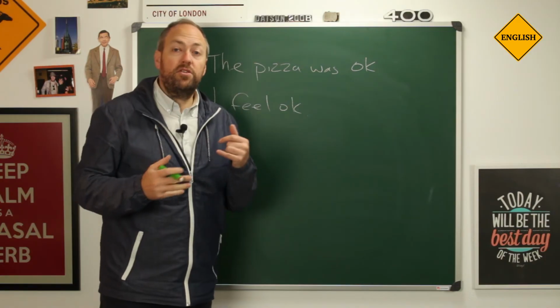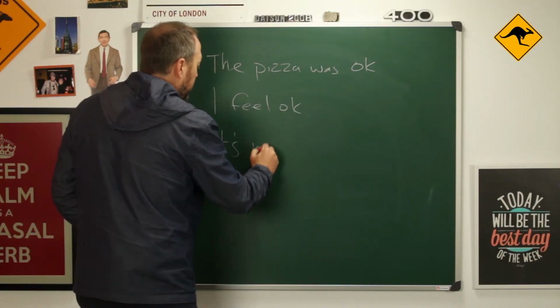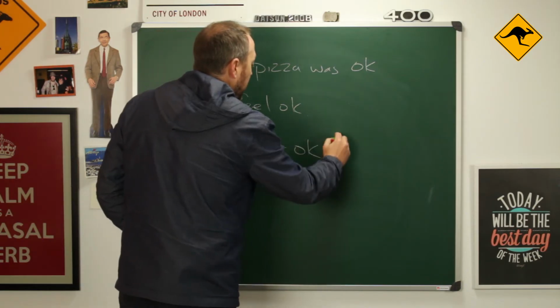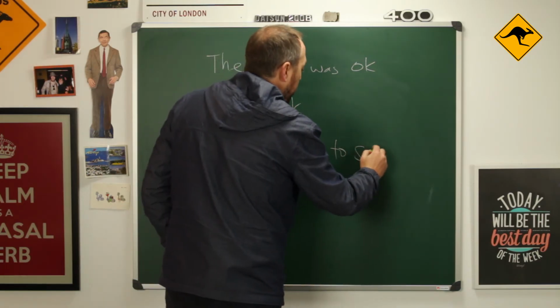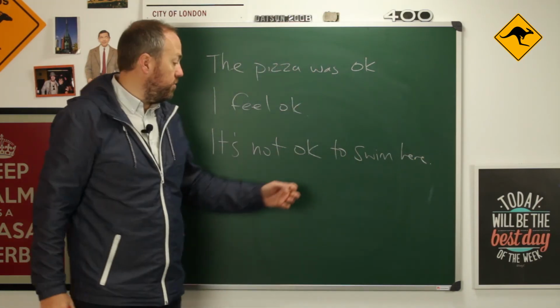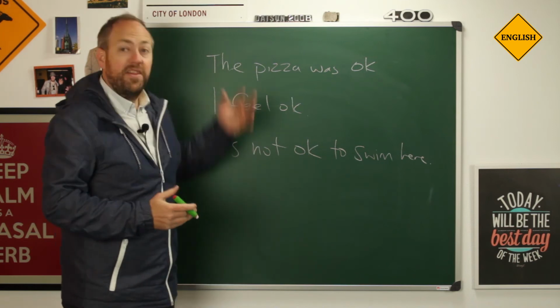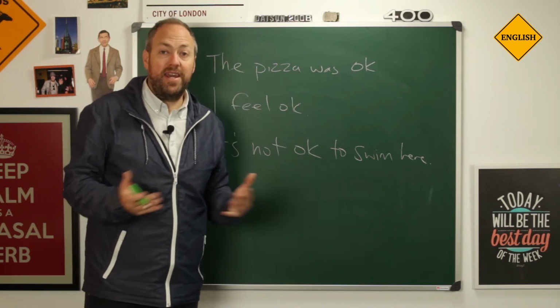And also, we can use it to talk about permission. For example, it's not okay to swim here. So it's not okay to swim here. So in this case, it indicates permission. So these are three ways that we can use okay as an adjective.